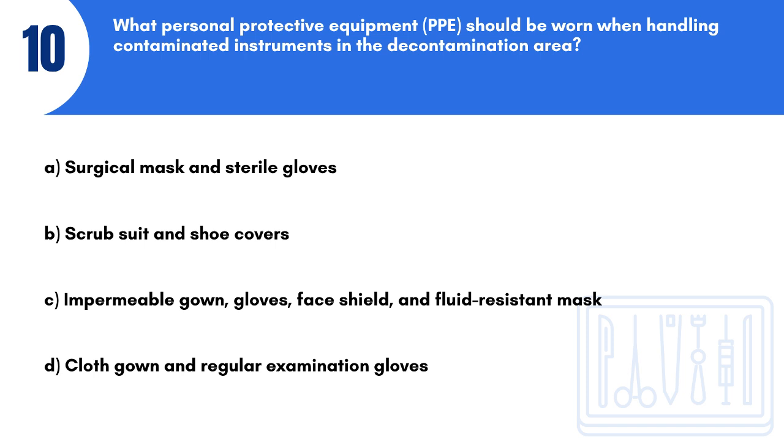Question 10. What personal protective equipment, PPE, should be worn when handling contaminated instruments in the decontamination area? A. Surgical mask and sterile gloves. B. Scrub suit and shoe covers. C. Impermeable gown, gloves, face shield, and fluid-resistant mask. D. Cloth gown and regular examination gloves.